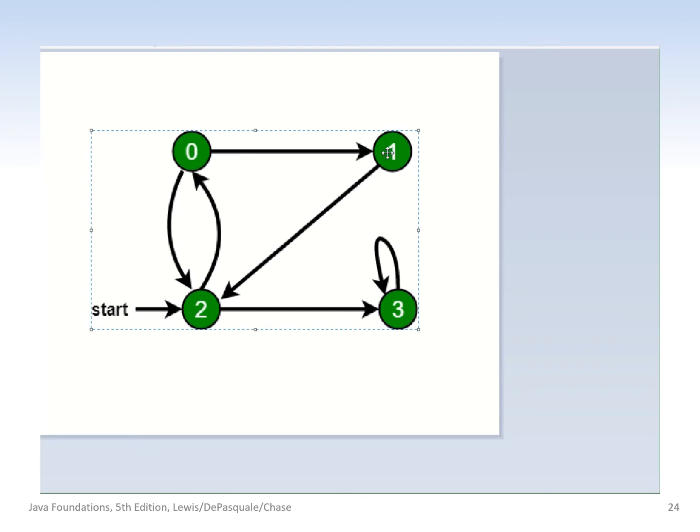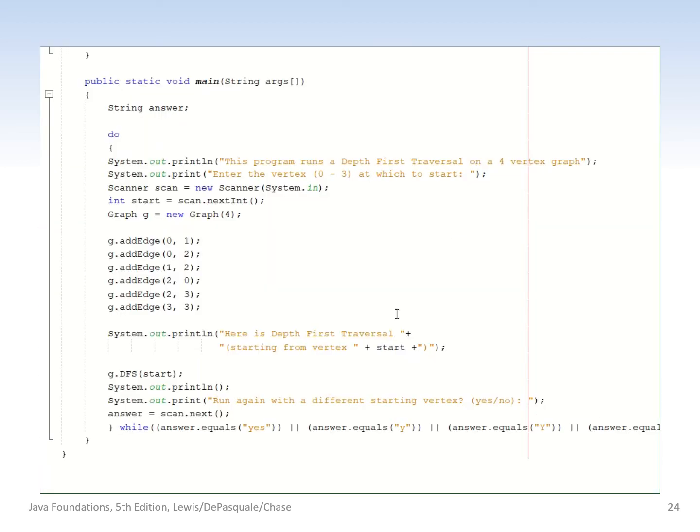And so from 1 we can get to 2, which gets us to 0, which just gets us back to 2 to 3, right? If we start at 0, we could get to 1 to 2 to 3. But what happens if we start at 3? There is no path to any of the other vertices. So let's take a look at this.